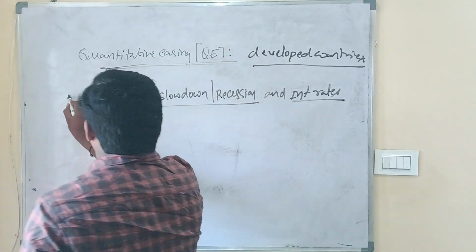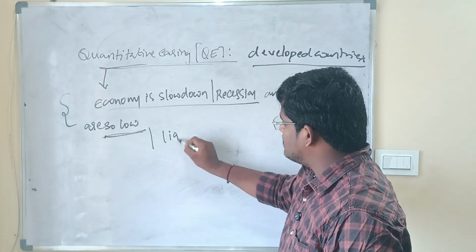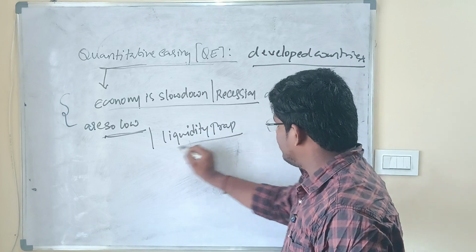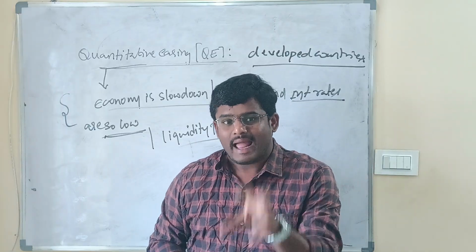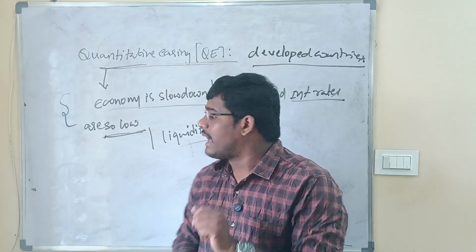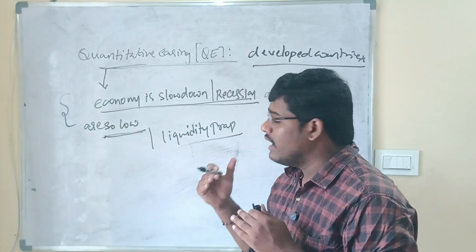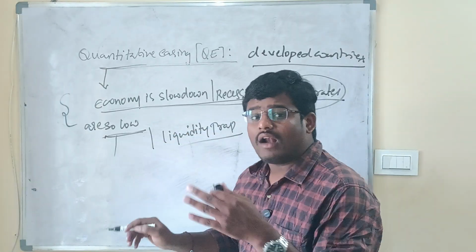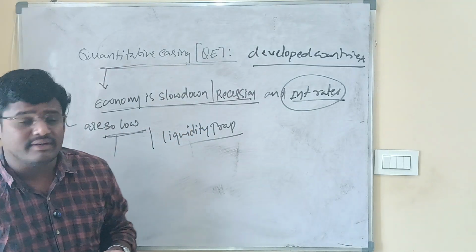Now, this entire situation in the economy, we refer to by one term, which is liquidity trap. Now, what is this liquidity trap? Trap means problem. So, liquidity trap means if the economy is in slowdown or in recession and interest rates are so low that they can't fall further, then we call this kind of situation a liquidity trap.